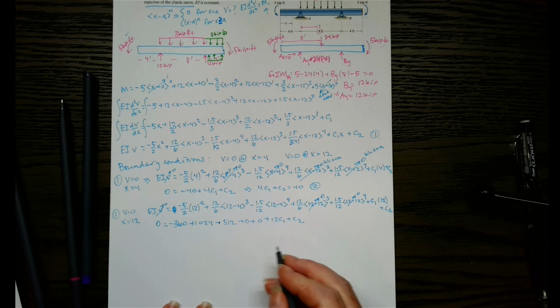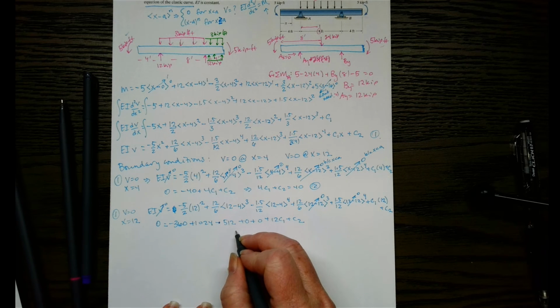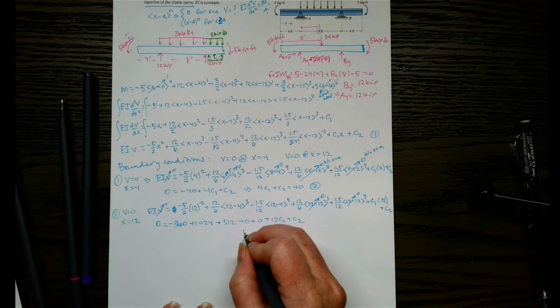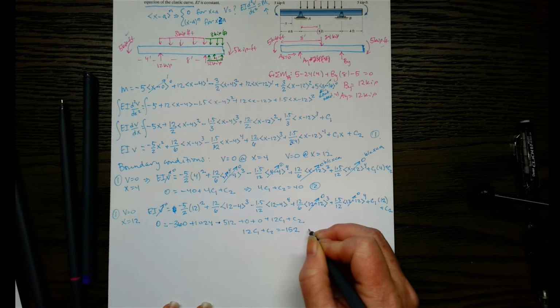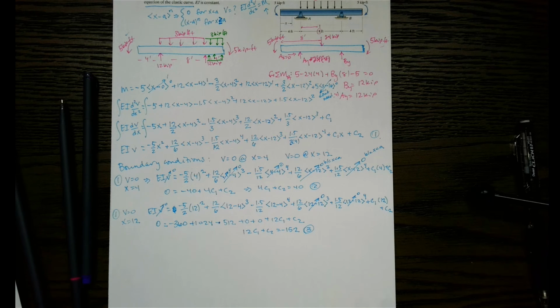All right, so let's simplify all of that. If we simplify it, I'm going to put the c terms on the left and then the constant on the right. And we end up with 12c1 plus c2 equals negative 152. Let's call that equation 3.